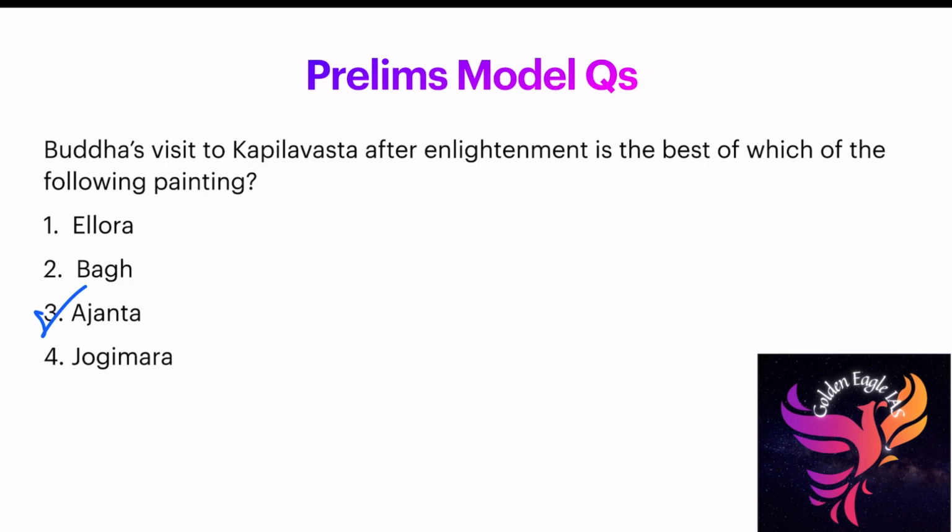You already know Yashoda, she is the wife of Buddha. Rahula was his son. So they both come and visit Buddha and they meet Buddha in Kapilavastu. The particular image, the scenery, is located in Ajanta, cave number 17.